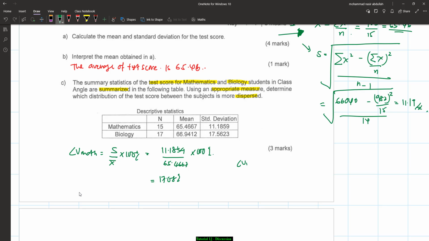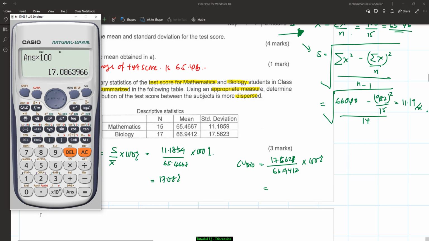And the CV for biology should be 17.5628 divided by 66.9412 multiplied by 100%. So this is 26.23%.